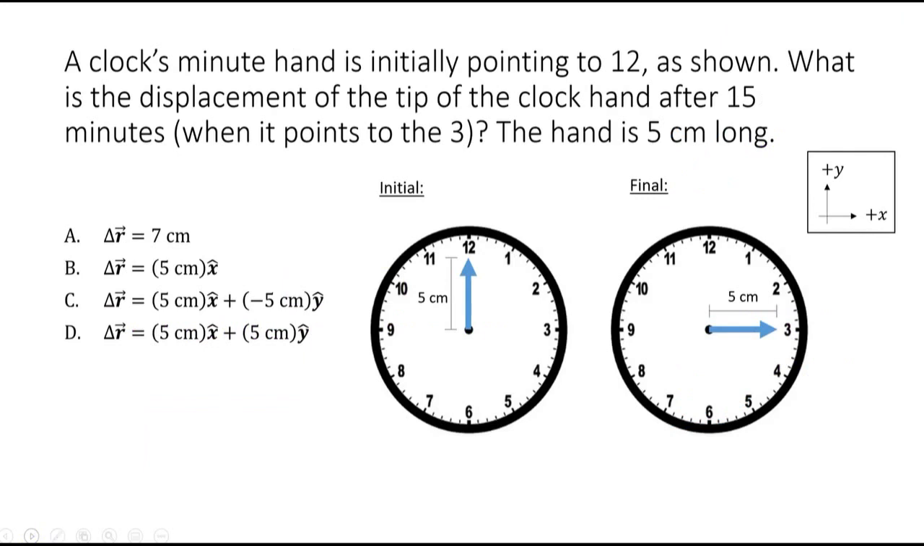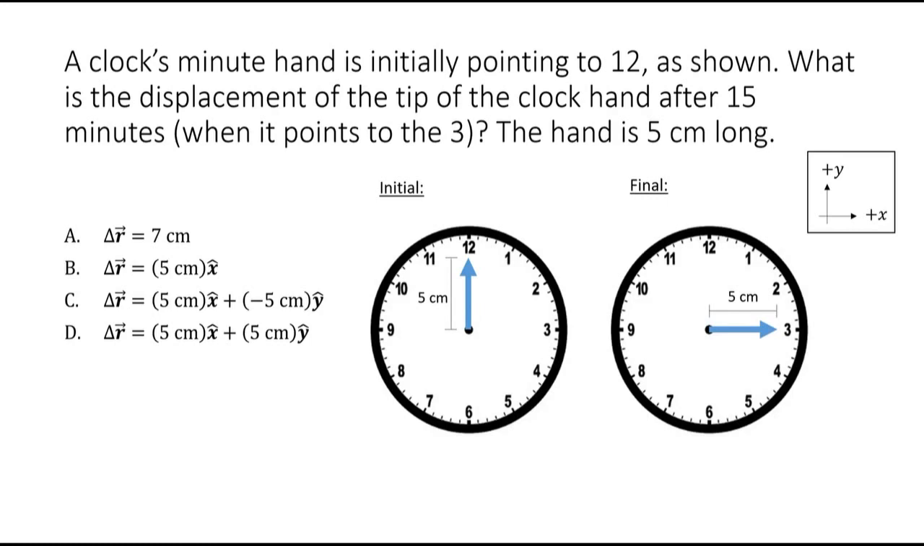Okay, let's do a practice problem here. So we have a clock, and its minute hand originally points at 12, and then it's moving to point at the 3 after 15 minutes. And if the hand is 5 centimeters long, we want to know what is the displacement of the tip of that hand as that clock hand moves from the 12 to the 3. Okay, so how would I solve this problem?